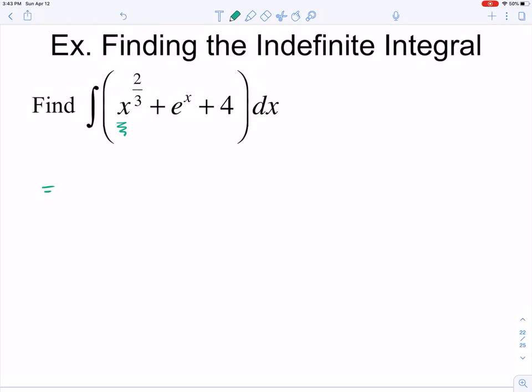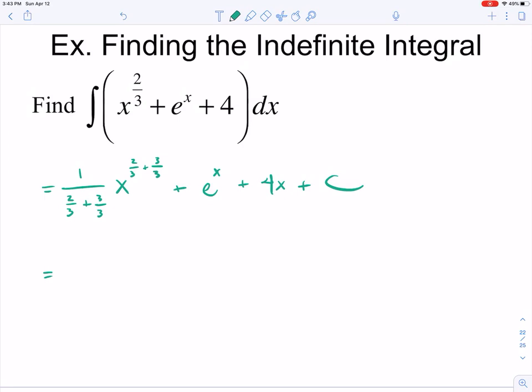Okay. And here I'm just going to integrate term by term. I can use power rule to integrate x to the 2/3. So it's 1 over 2/3 plus 1, and I'm going to write 1 as 3 over 3, times x to the 2/3 plus 1. Again, going to write 1 as 3 over 3. When we integrate e to the x, we just get e to the x. And when we integrate 4, we get 4x plus c.